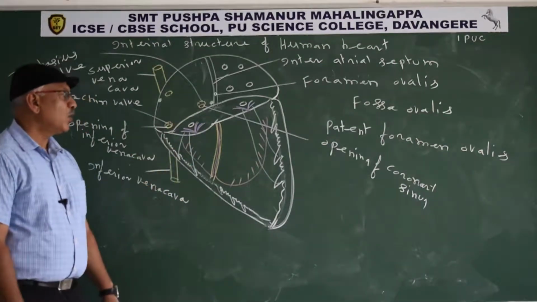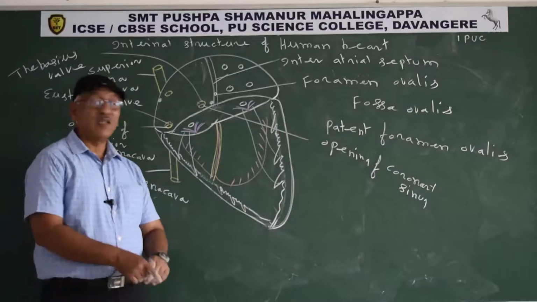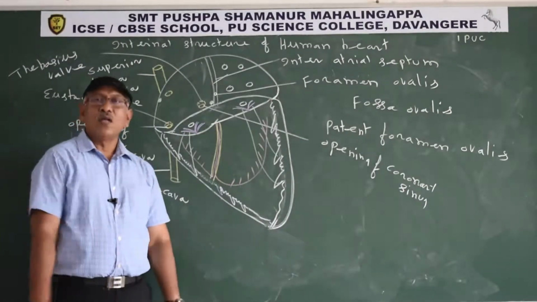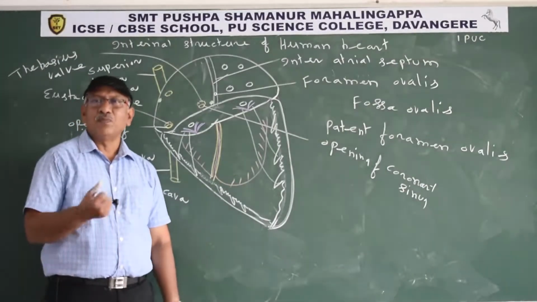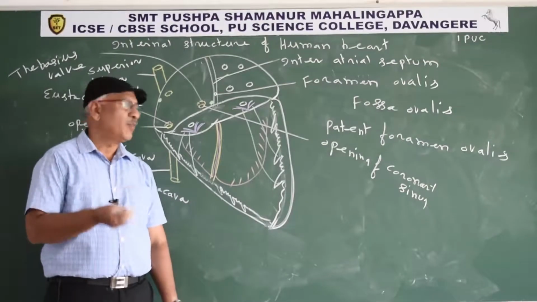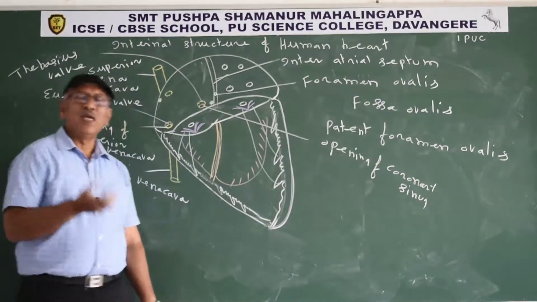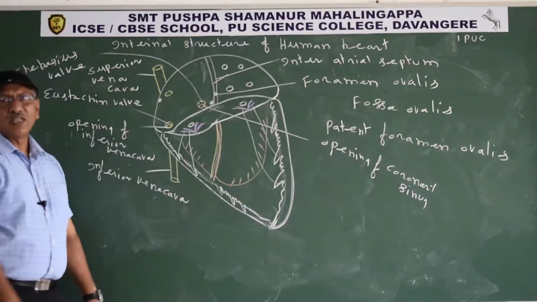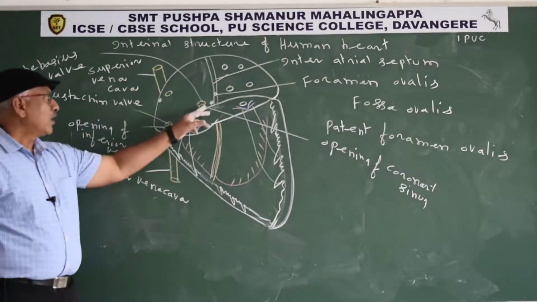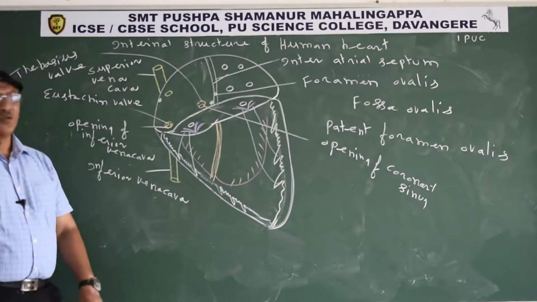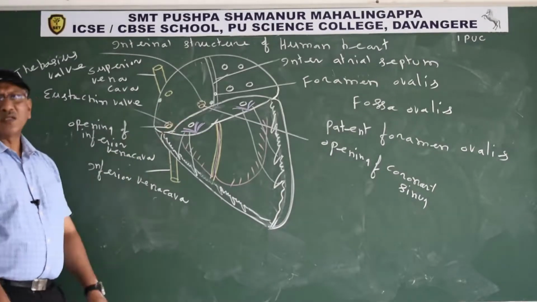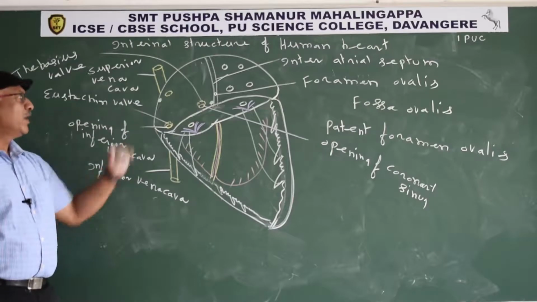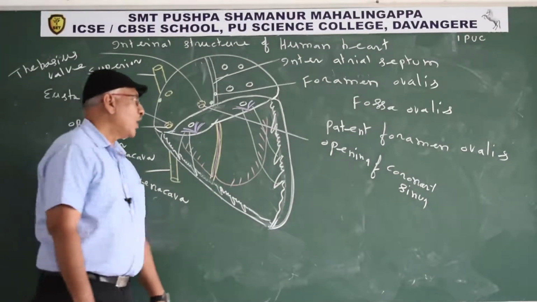Next one is the coronary sinus. What is the coronary sinus? 4 coronary veins collect blood from the wall of the heart and pour the blood into a concavity, meaning a cavity present in the wall of the heart. That concavity is known as the coronary sinus. The coronary sinus pours the blood into the right atrium through an aperture. This aperture is guarded by the Thebesian valve.